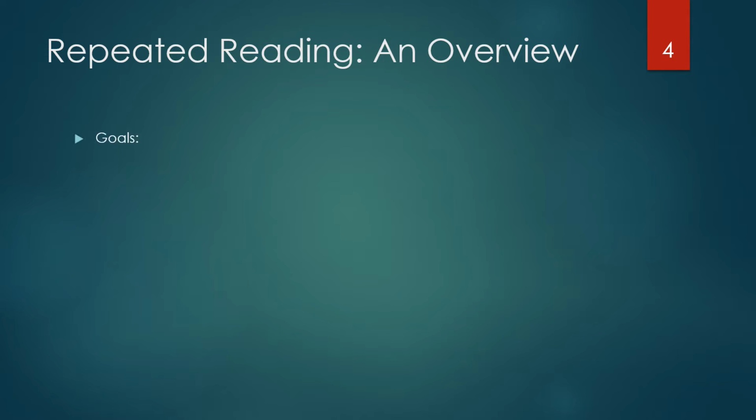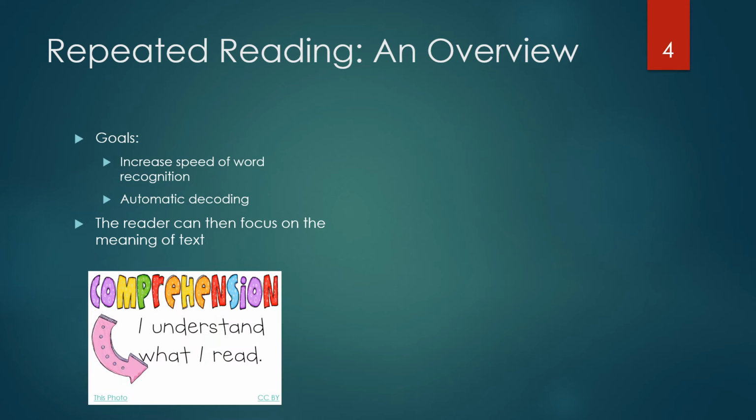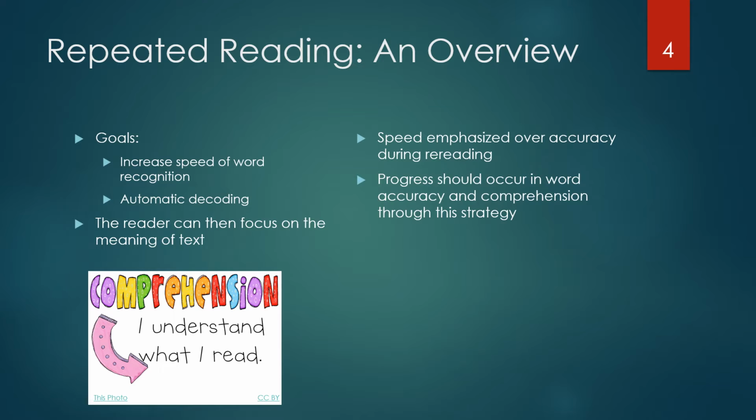The goals of repeated reading are to increase the speed of word recognition and make decoding automatic, thus enabling the reader to concentrate on the meaning of the text. Samuels suggested that in rereading a passage, speed should be emphasized over word recognition accuracy, and that student progress through passages should occur when they meet a specified fluency criterion, for example, 89 words per minute for a second grade student. He asserted that this manner of rereading a passage to a criterion of fluency increases word accuracy and comprehension.